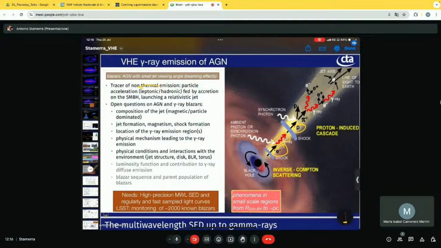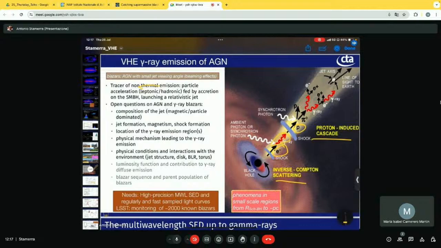Of course, this is the process, but we are interested as astrophysicists in understanding better which is the mechanism that produces the accelerated particles, for example, but also the composition: where are the protons, where are the electrons, how the jet is formed, and of course, which among all of these proton or other processes are the ones that dominate in the AGN and the gamma rays we observe.